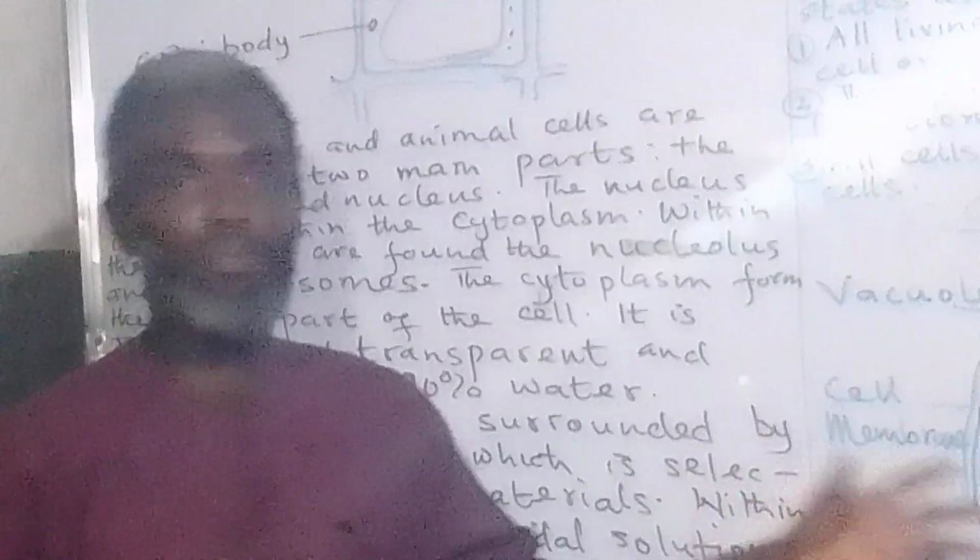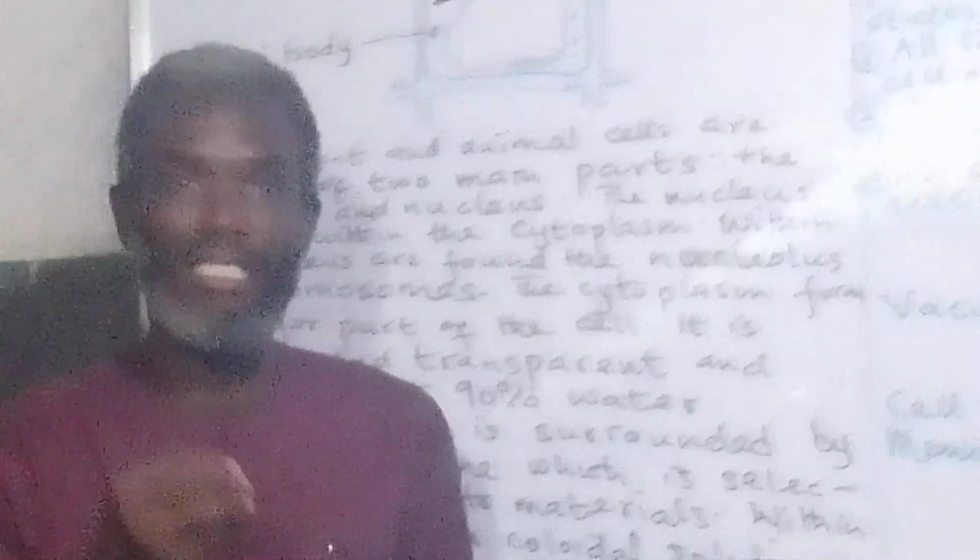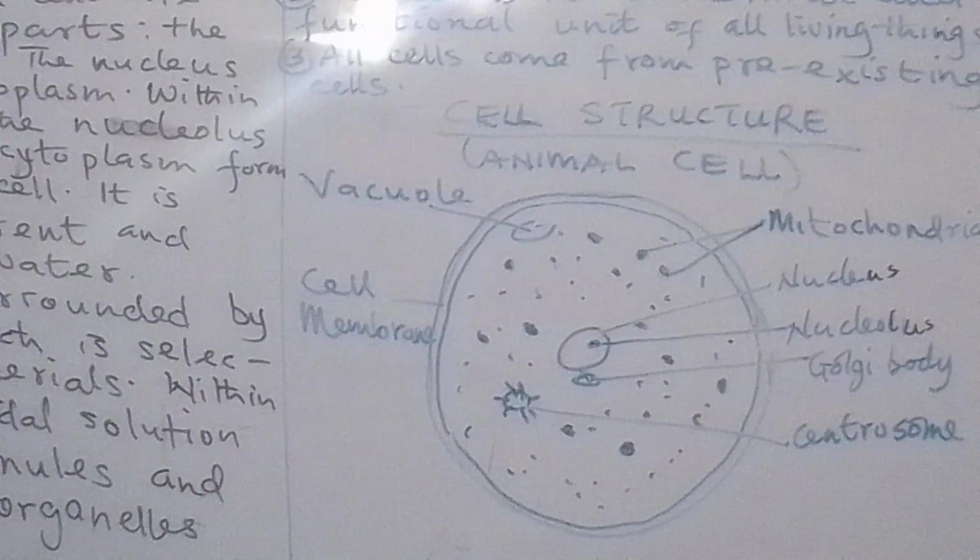So this is what we mean by the cell, the animal cell and the plant cell. In the next class, we are going to look at the major differences between the plant cell and the animal cell, and the similarities that exist between the plant cell and the animal cell.